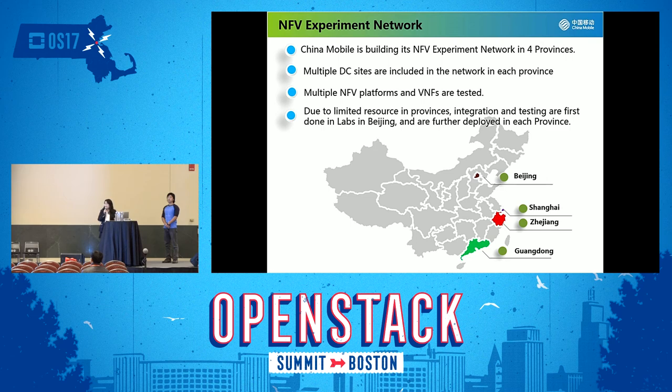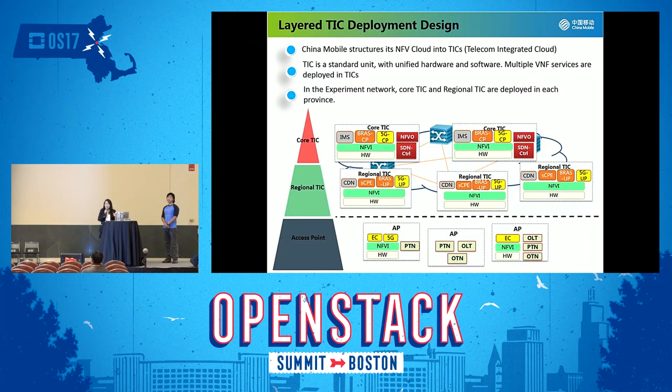It is almost impossible for us to do all this work manually, so that's why we propose this automatic system. And this slide shows how our future network is structured. We say that it is structured with multiple data centers, which we call Telecom Integrated Cloud, TIC. TIC is just a standard unit for our future network. We say that it should be structured in a layered manner, taking into consideration the telco nature of the services that it supports. So at this point, it is different from private and public networks.